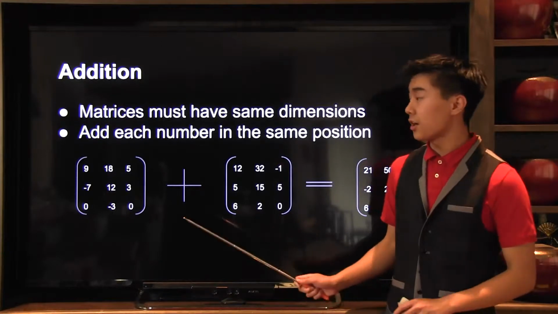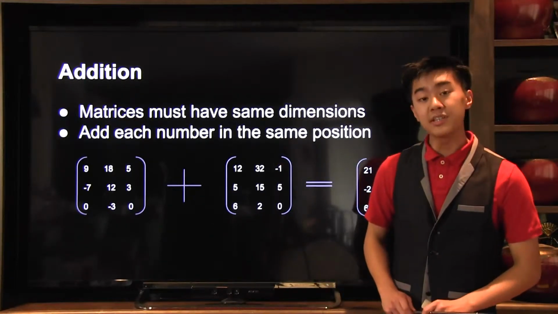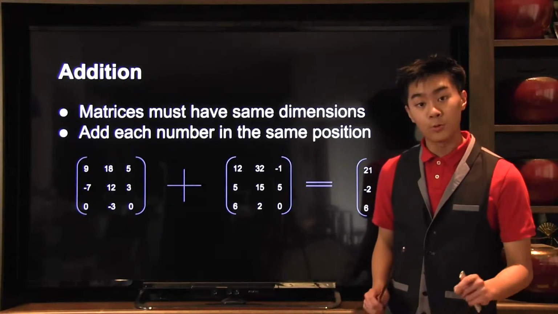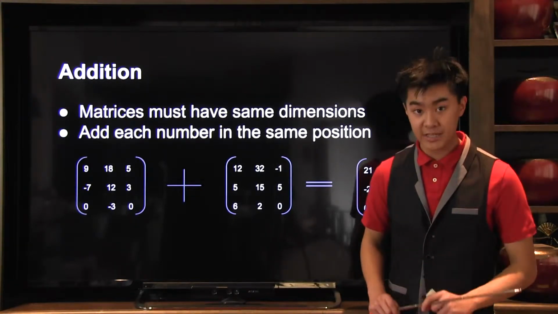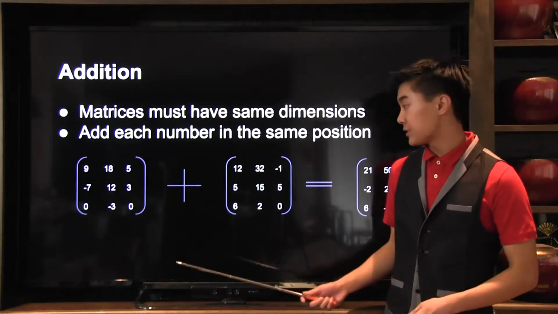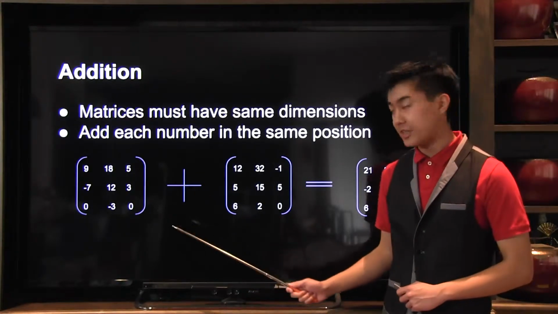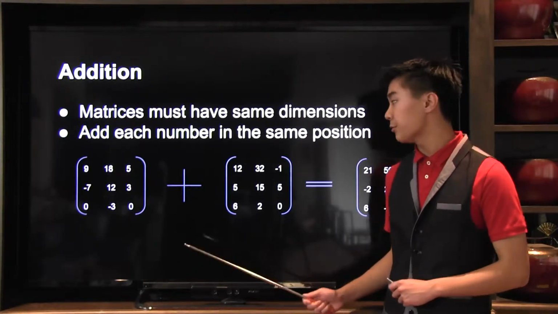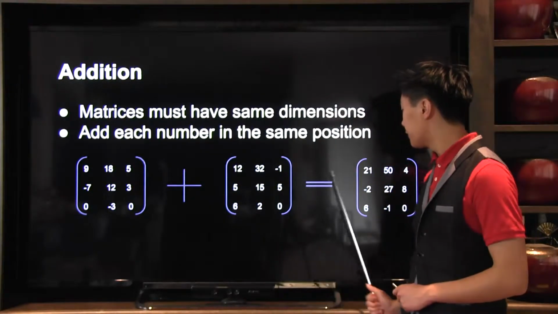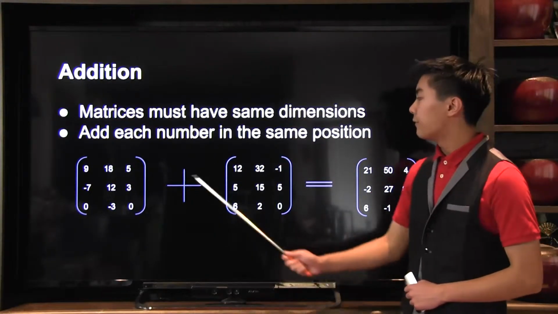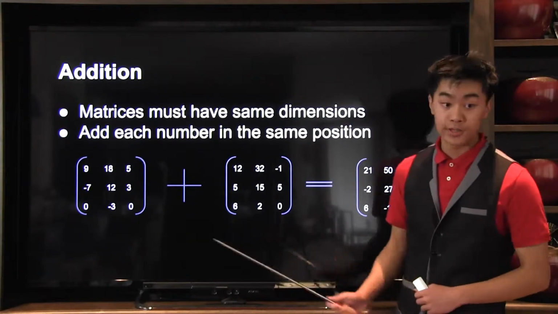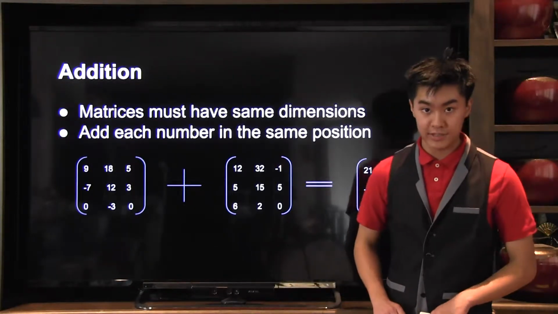Alright, now let's talk about addition. Matrix addition is very simple, but in order for addition to occur, the two matrices have to have the same dimensions. And it's very simple. You simply take each element in each position and add them together. So 9 plus 12 equals 21, 18 plus 32 equals 50, 5 plus negative 1 equals 4, and so on for each element.